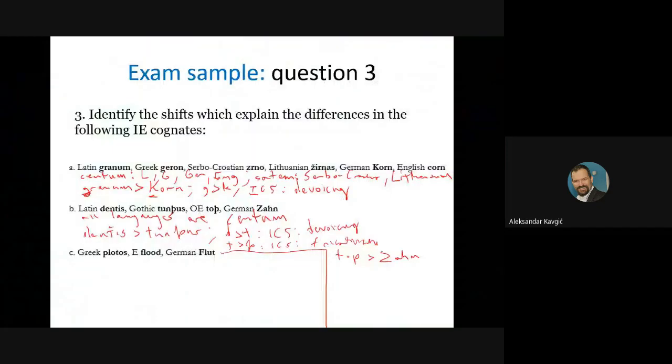Can you see my screen? Did it return? Yes. Okay, great, because it disappeared for a moment. I accidentally ended the slideshow.